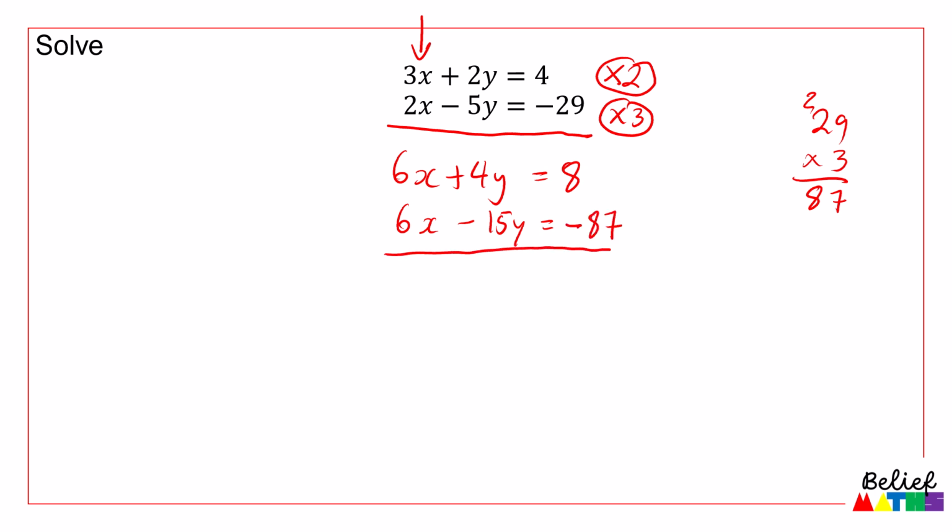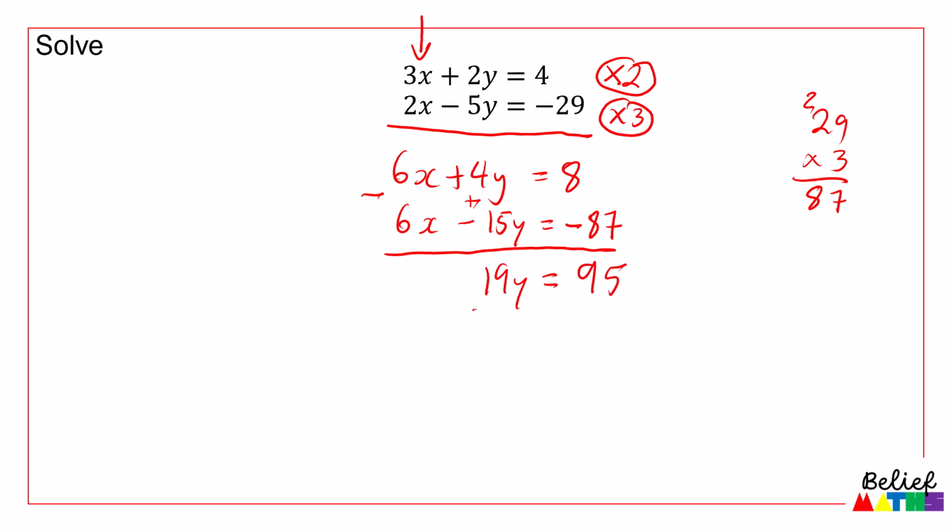Now looking at our x's this time, they're both positive 6x, so we're going to subtract these two lines from each other, because we have positive 6's. Okay, so now we've got 4y take away negative 15y. So 4y take away 15y actually means we're just going to add these two numbers. So 4 plus 15 is 19y, because subtracting a negative is the same as adding. And then the same thing here, that's a minus 87, but because we're subtracting that, it's the same as adding them, and that gives us 95.